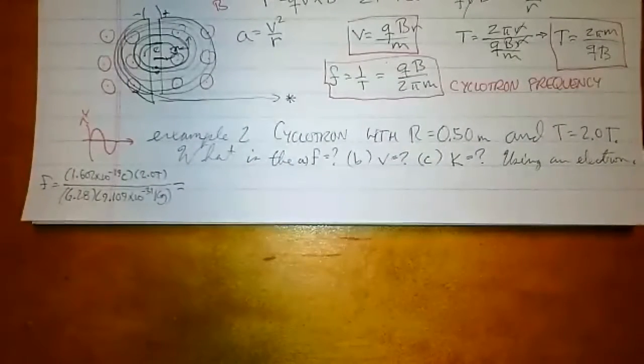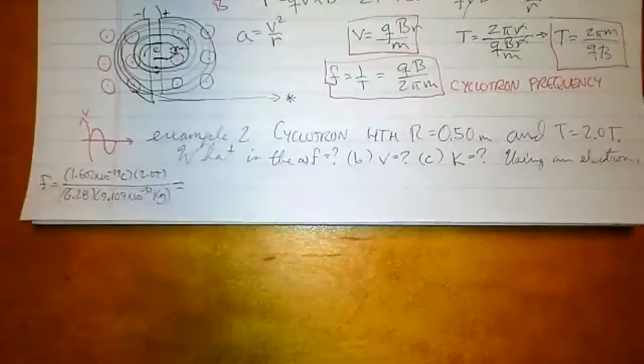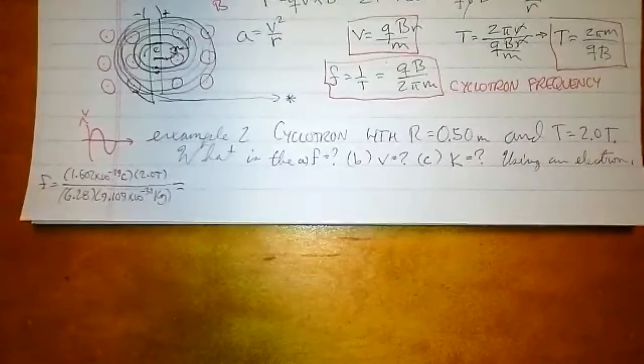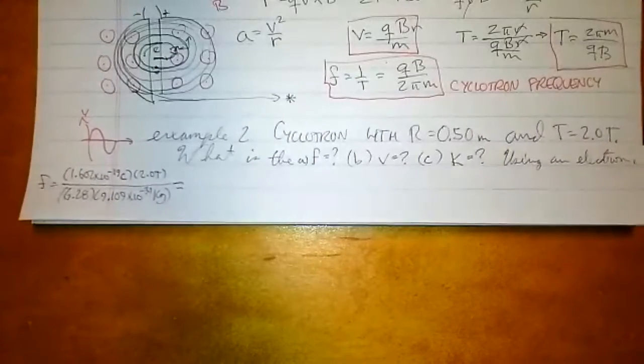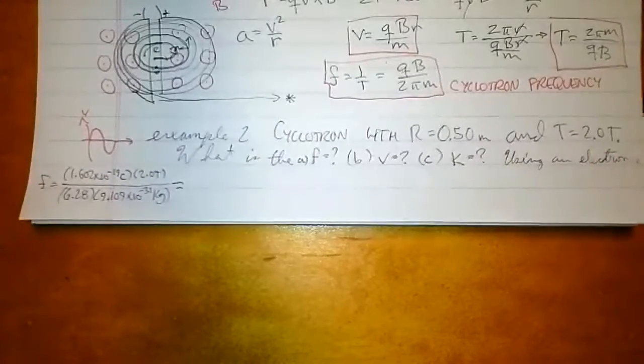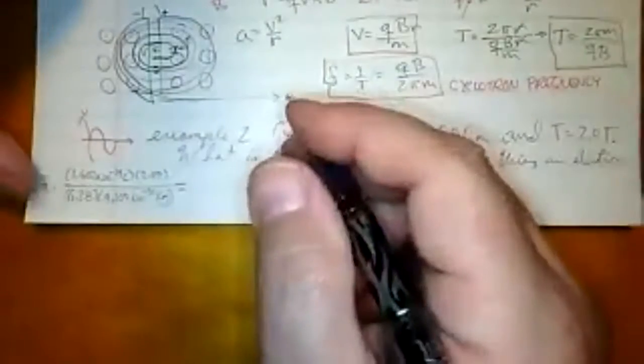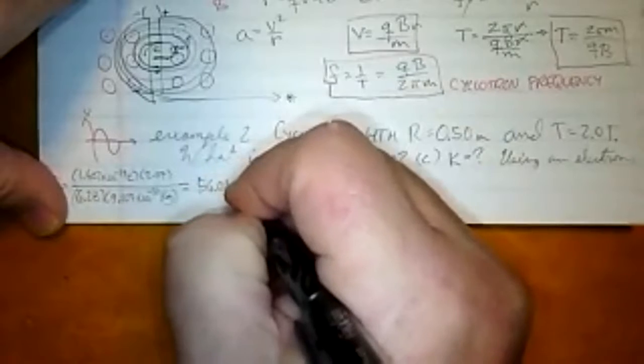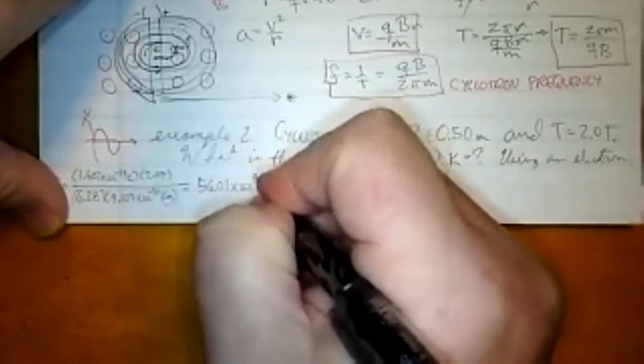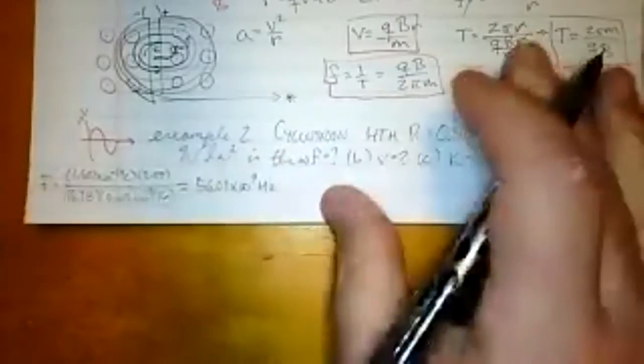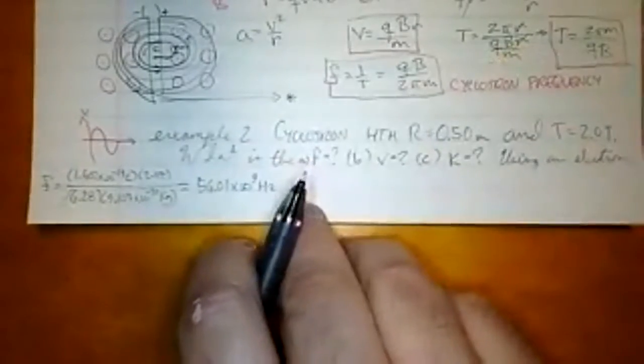So now I'm going to take 1.602 e to the negative 19 times 2. I'm going to divide that by parentheses 6.28 times 9.109 e to the negative 31st. And I get 56.01 times 10 to the 9th hertz. So that's pretty high frequency. That's actually in the gigahertz range.